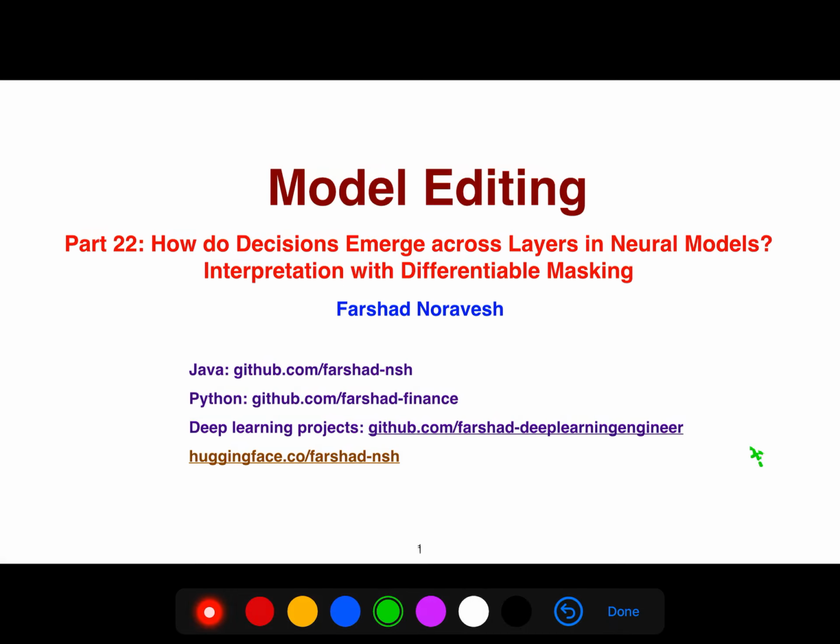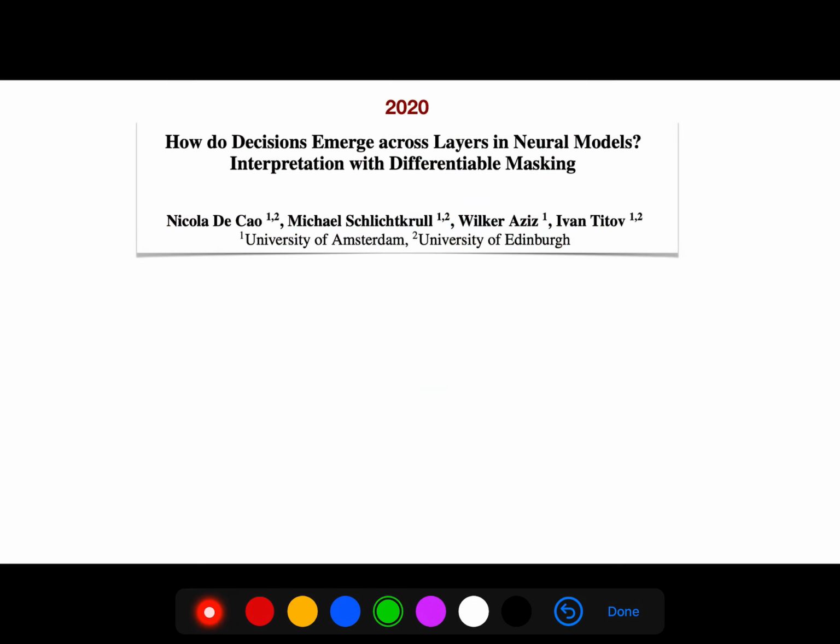Alright, so in this video I'm going to be explaining another important article on model editing. The title of the paper is How do decisions emerge across layers in neural models? Interpretation with differentiable masking. This paper is from 2020.